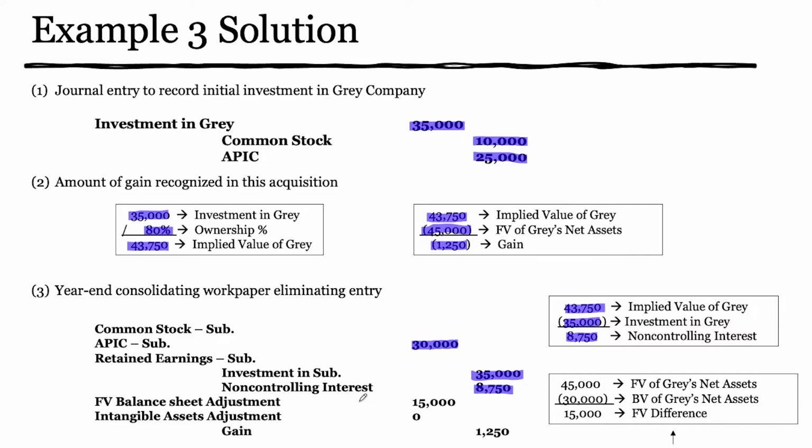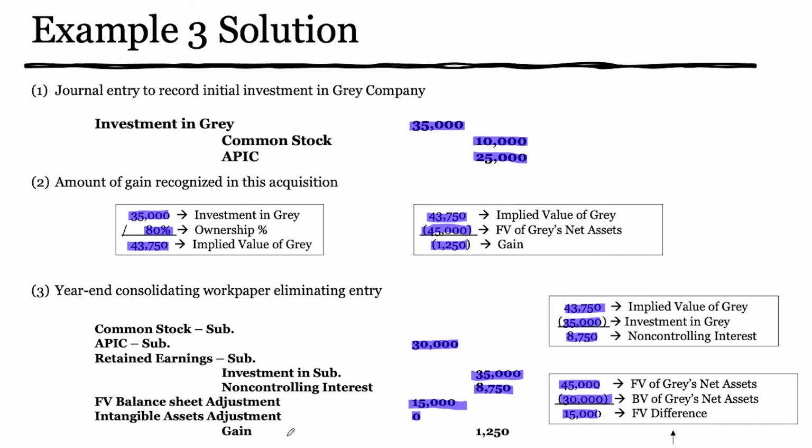Next, we're going to want to figure out the fair value balance sheet adjustment. And just like in the previous example, in order to do that, we take the fair value of Gray's net assets, which is given in the problem at $45,000, and subtract out the book value of Gray's net assets, which is $30,000, and we get our fair value difference of $15,000. So we would allocate $15,000 to the fair value balance sheet adjustment. Again, intangible asset adjustment would just be 0 because nothing's given in the problem about intangible assets.